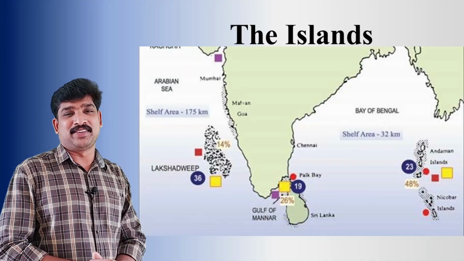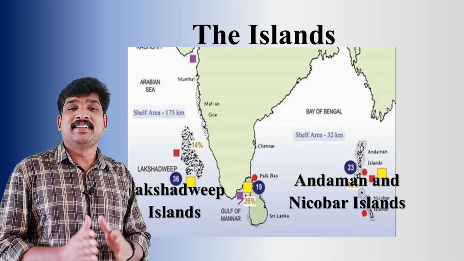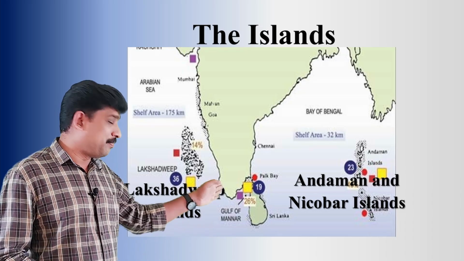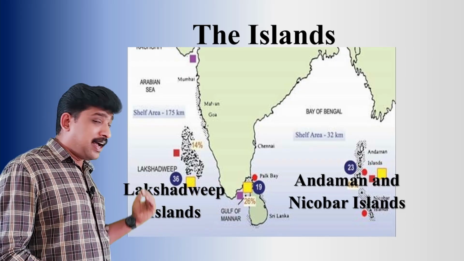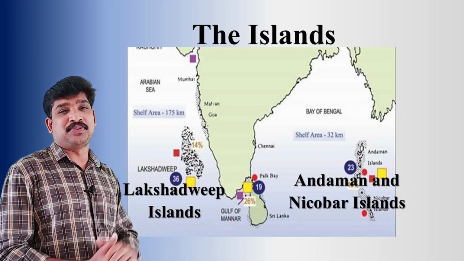And now let us go to the island groups of our country. Do you know what an island is? An island is a piece of land surrounded by water. There are two main groups of islands in our country: the Andaman and Nicobar Islands in the Bay of Bengal and the Lakshadweep Islands in the Arabian Sea. Let us learn more about these island groups of our country.